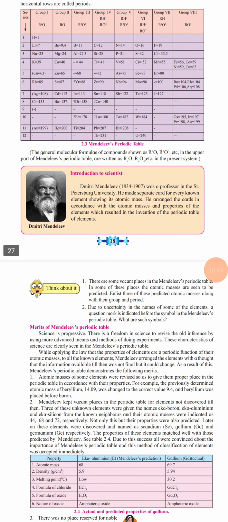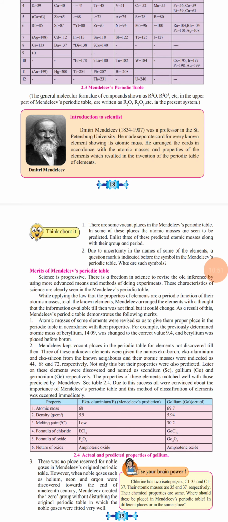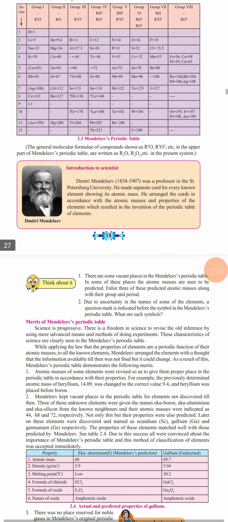So there are some vertical columns in the periodic table. You will observe there are some vertical columns, group 1, group 2, group 3, and the atomic masses you will see predicted. As an example, H equal to 1, lithium equal to 7, beryllium equal to 9.4. He predicted atomic mass along with the groups and periods, and according to group and period he predicted mass also.